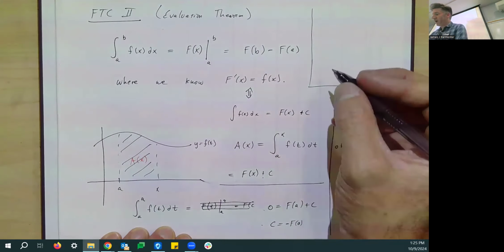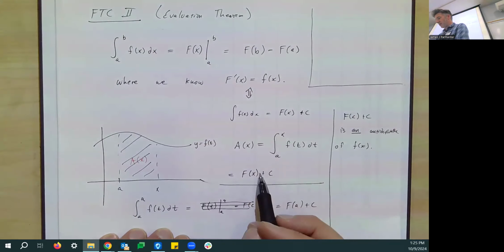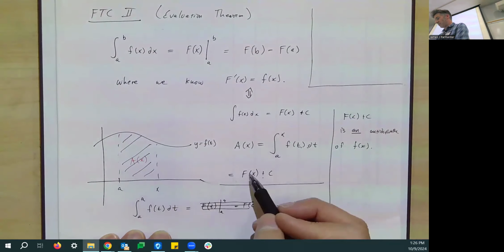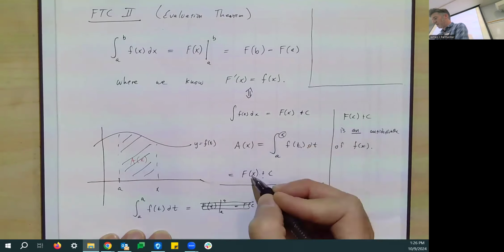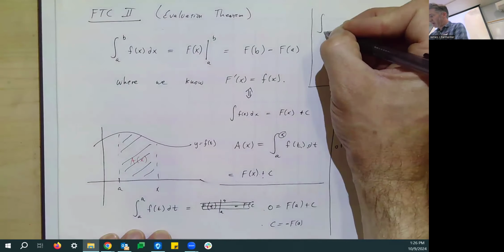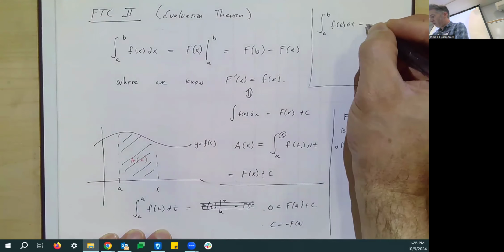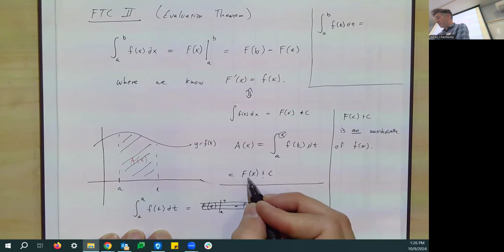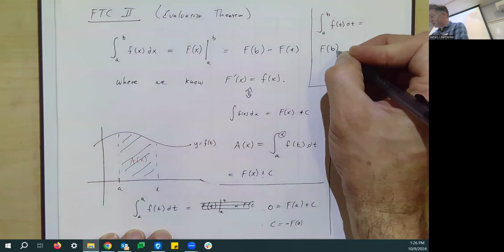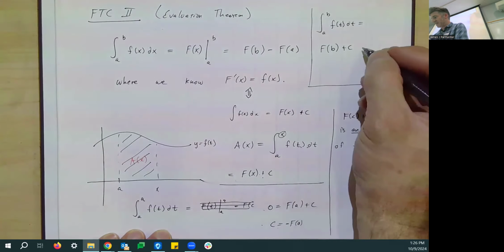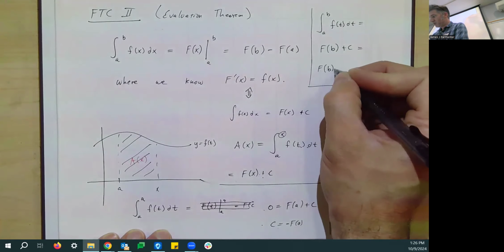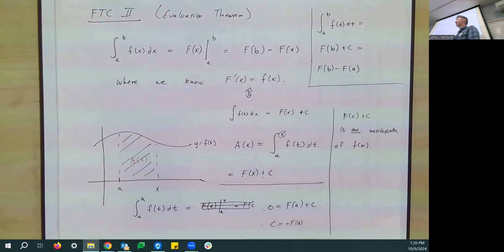So if I'm trying to say that the integral from a to x of f of t dt is equal to F of x plus c, I'm going to replace x with b and get that the integral from a to b of f of t dt, well, it's not F of x anymore, it's F of b plus c, but we just saw that c, in fact, is equal to negative F of a. So that's how you can kind of justify the second part of the fundamental theorem of calculus using the first part of the fundamental theorem of calculus.